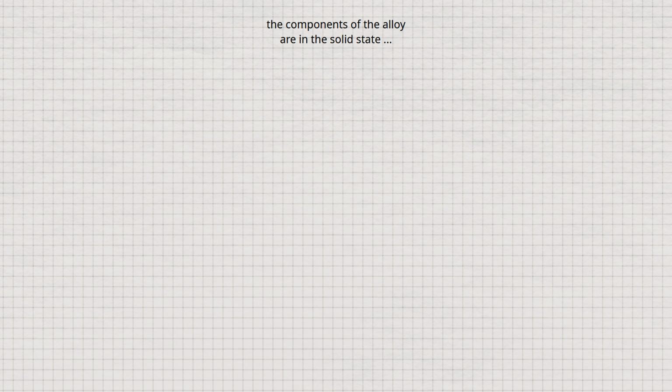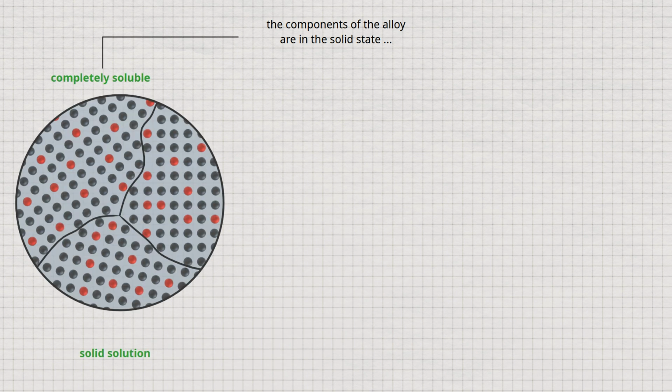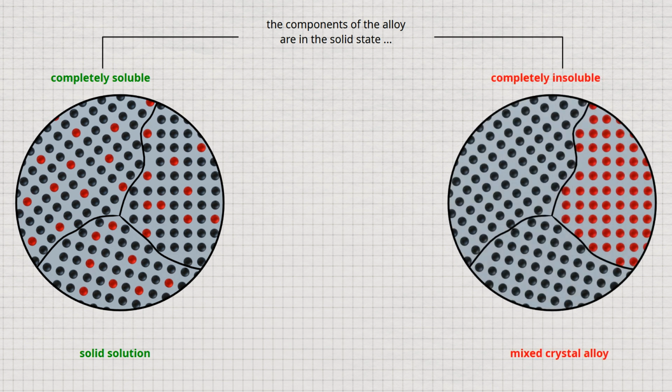In the linked video, we took a closer look at solid solution alloys, where the two components are completely soluble in each other in the solid state. In this video we look at the other extreme, where both components are completely insoluble in the solid state. Such alloys are also known as mixed crystal alloys. Again, only binary alloy systems consisting of only two components will be considered.